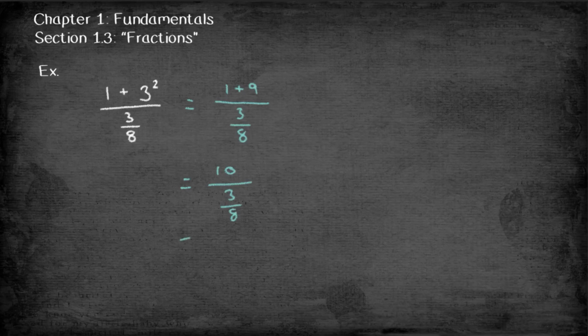Now, like in a previous example, we have a fraction in the denominator. So what we're going to be doing is writing that in terms of division of the fraction. So 10 over 3/8 really means 10 over 1 divided by 3/8. And when we divide fractions, we have to multiply by the reciprocal, which is 8/3. Multiplying straight across gives us 80/3.